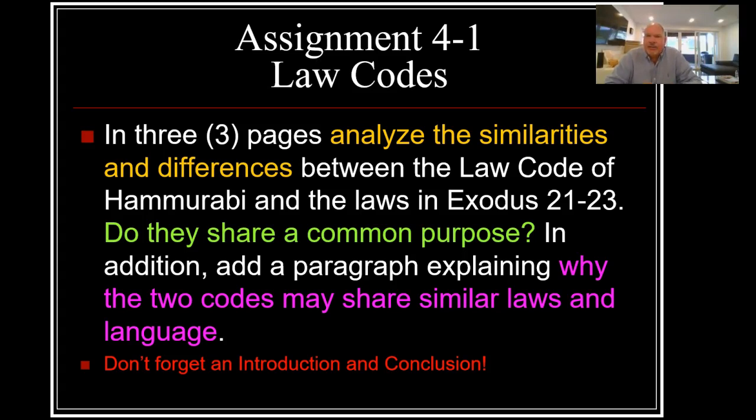And then I want you to analyze the specifics of the code as to, are there aspects of Hammurabi's law code and Exodus 21 to 23 that are the same or very similar, and are there parts that are differences? Then I want you to look at, do they share a common purpose? Are they both law codes and therefore they're the same? That's what their intent is. Or is the law code of Hammurabi different than the law code of Exodus 21 to 23 in its purpose? In addition, I want you to be sure to add a paragraph explaining why these two codes may share similar laws and similar language. Don't forget to include an introduction and a conclusion.